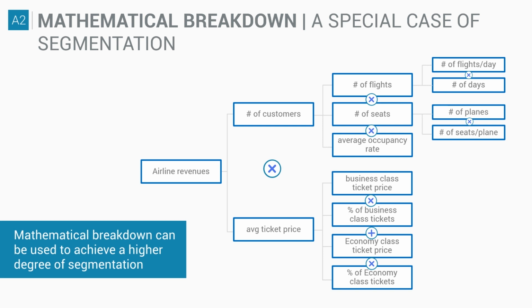The number of flights is further a function of number of flights per day into the number of days of operation. Similarly, the number of seats is a function of number of planes into the number of seats per plane. We could drill down on the average ticket price using a similar approach. The average ticket price is a function of the average business class ticket and the average economy class ticket price. The average ticket price can be calculated by multiplying the ticket price of a specific class with the percentage of seats in that class. This segmentation is a drill down of the revenue structure of an airline and should help us analyze the root cause of a drop in revenues by achieving a higher degree of segmentation.